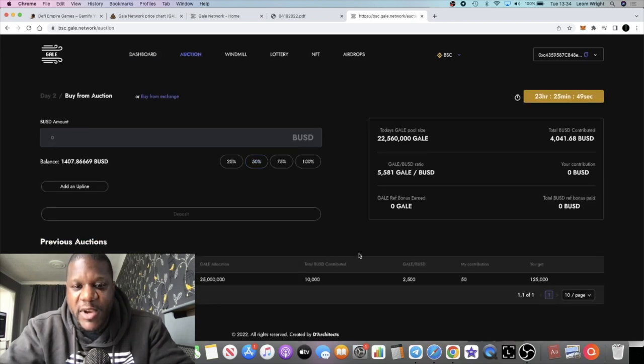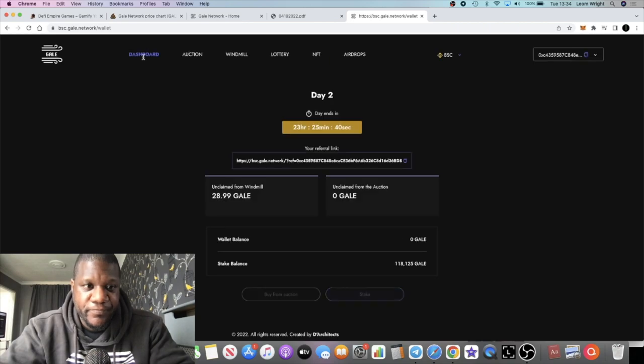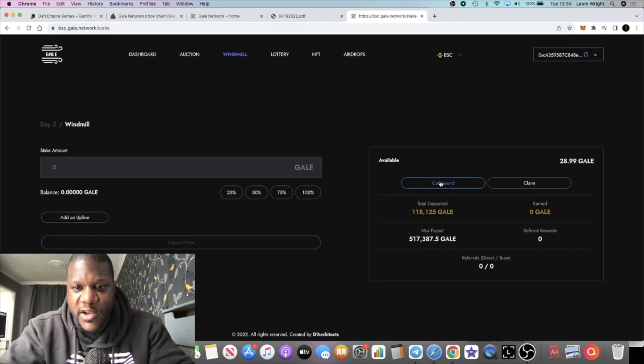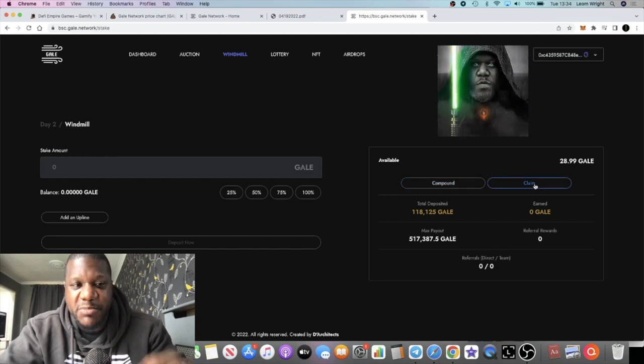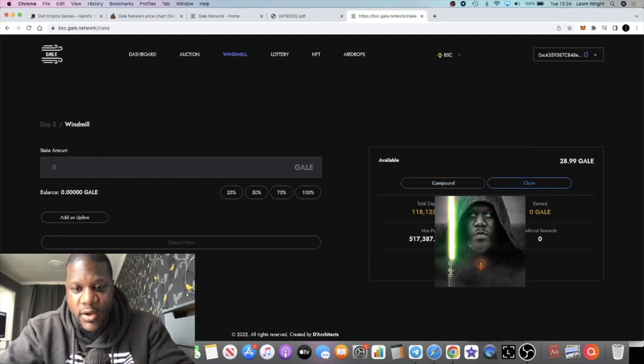Okay, so I managed to take part in an auction yesterday. I've got my tokens. And the tokens that you get in an auction are claimed to stake. You'll see that my tokens are in the windmill. This is where you do your compounding and your claiming. This pays out 1.2% a day, by the way.